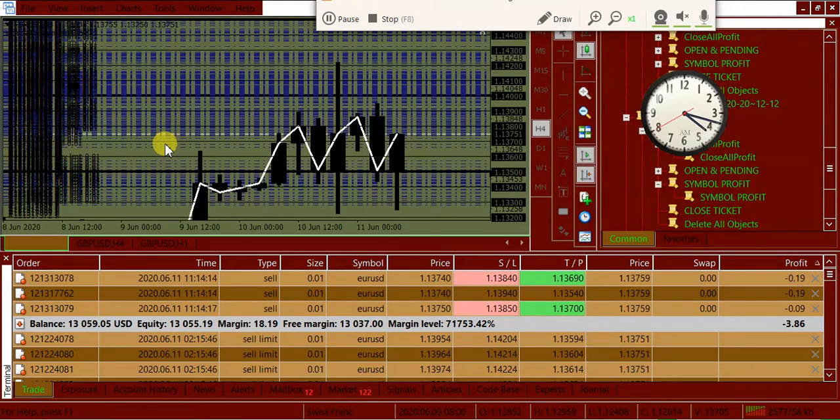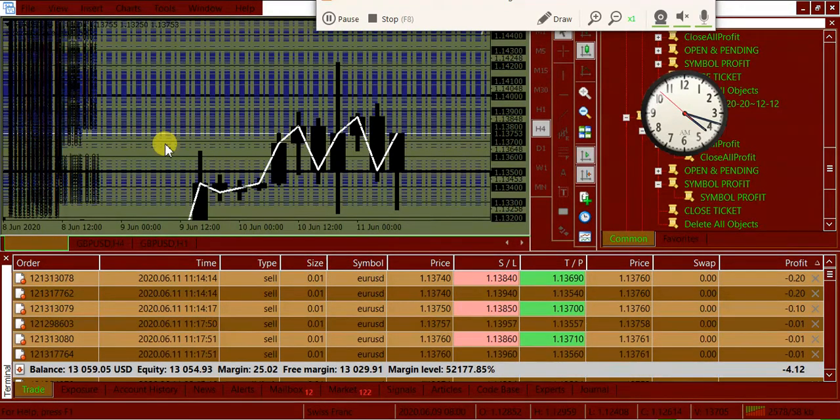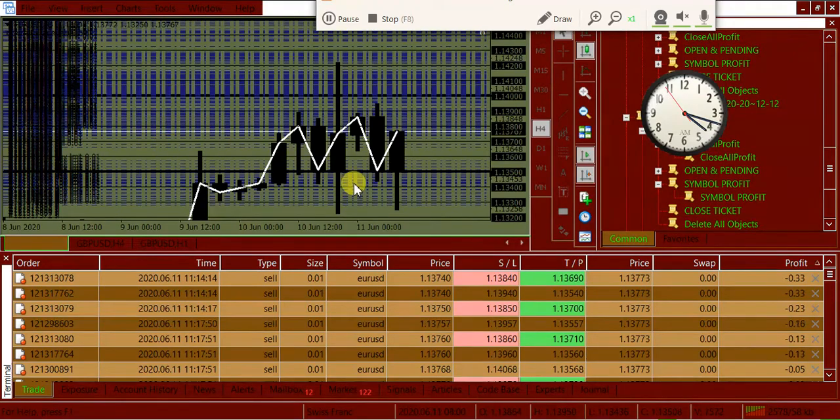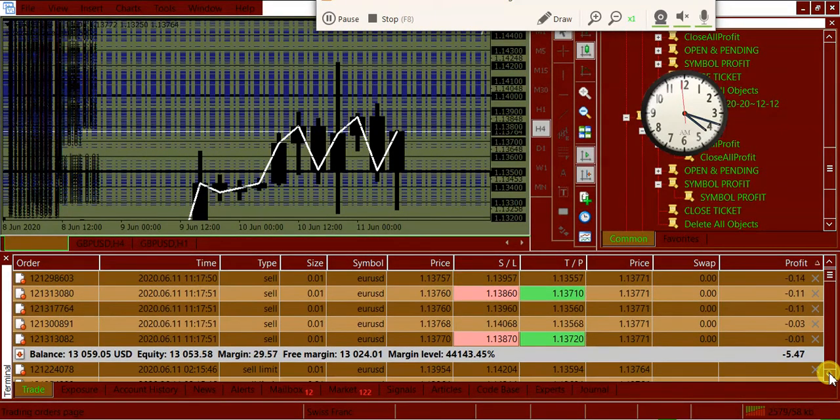Yeah, now this is kind of scary here. Got all these sell limits in here, but I'm willing to take the hit, man. I'm willing to take the dollar amount. I'll risk $800 today to make $800. Let's see what happens. Okay.